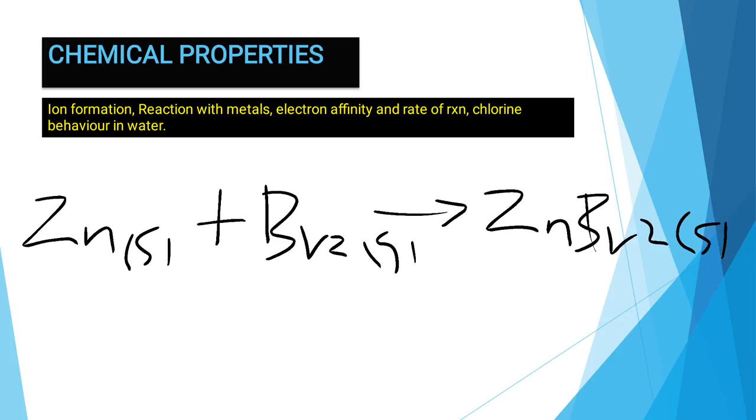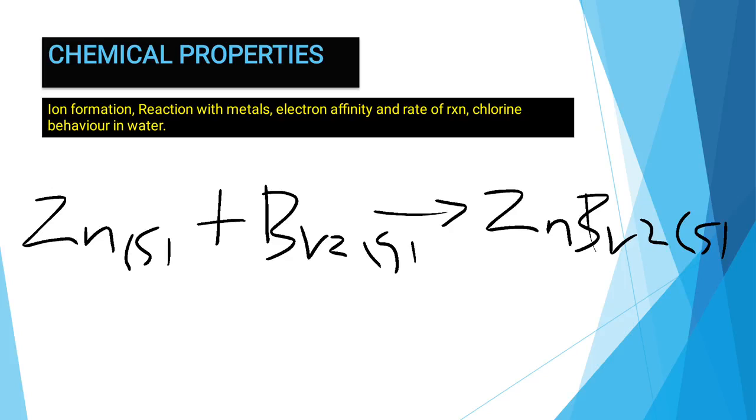The reactivity of these elements, the group 7 elements, with metals decreases down the group. That is to mean that the rate of reaction of fluorine with metals is very high compared to that of iodine with the same metal.